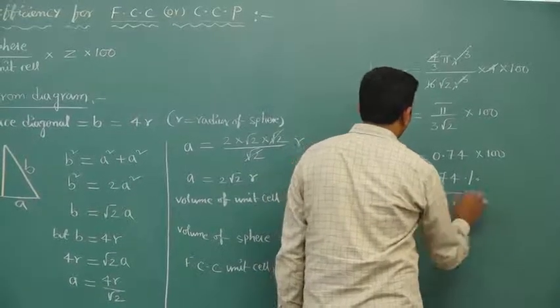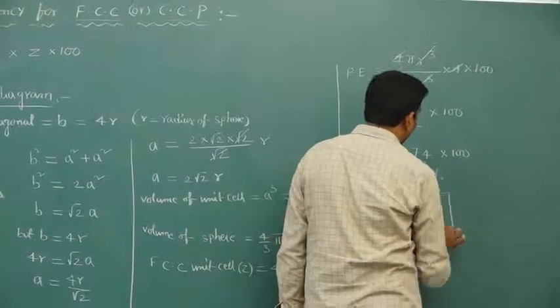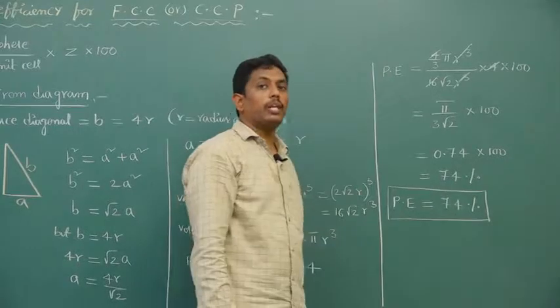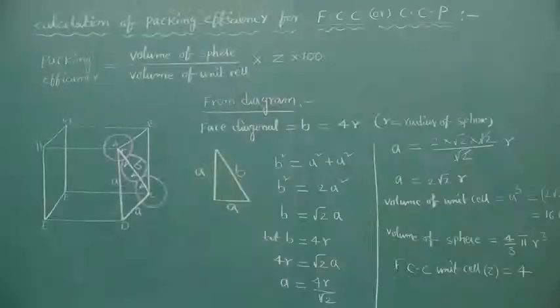What does it mean? 74% of the available space in a unit cell is occupied by spheres and the remaining is empty space. So, empty space in FCC is 26%.